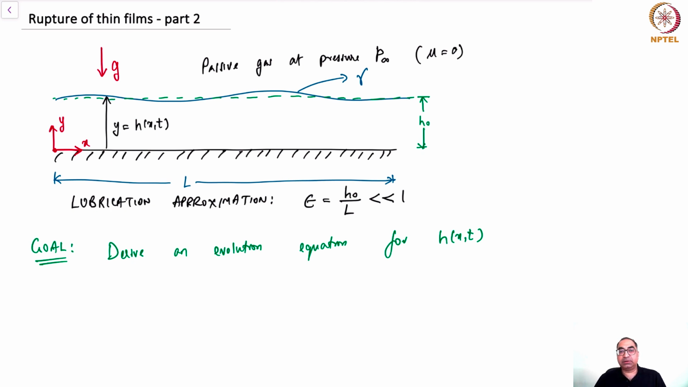And these equations were highly simplified. That's where we stopped in the previous lecture. Now, these equations that we derived contain the variable height h of x comma t. So what we want to do in this lecture is to derive an evolution equation for the thickness of the interface as a function of space and time.